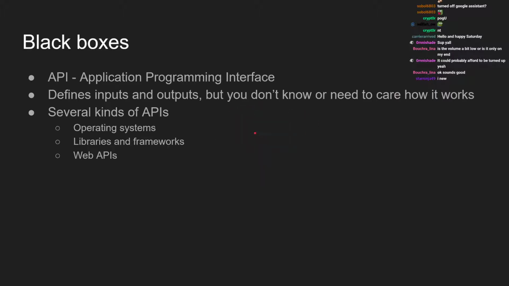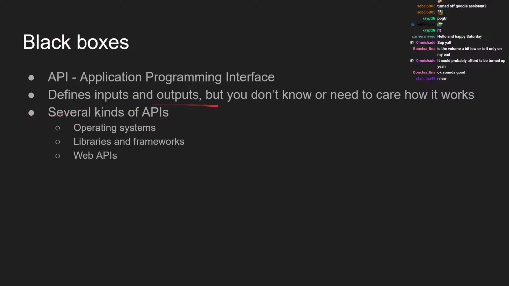So, what's an API? API stands for Application Programming Interface. It defines what sort of inputs you give into a black box and what sort of outputs you expect to get. It's called a black box because it's opaque. You don't know what's inside it. You don't know what sort of magic they do, but you don't really care. You put something in and the API contract tells you you get something out. And that's what it is.